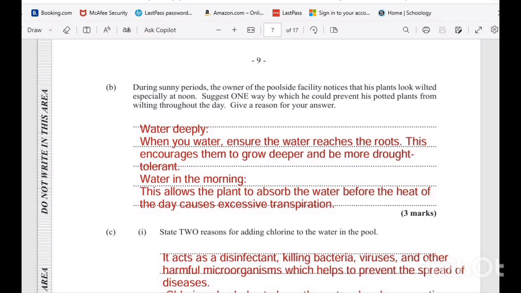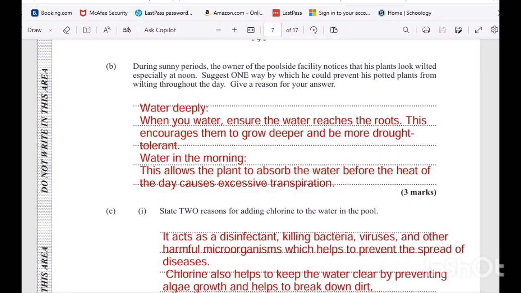It says during sunny periods, the owner of the poolside facility notices that his plants look wilted, especially at noon. Suggest one way by which he could prevent his potted plants from wilting throughout the day, and give a reason for your answer. Now, what he could do is water the plants deeply. So when you water, ensure that the water reaches the roots. This encourages them to grow deeper and be more drought tolerant. Or 2, you could also water in the morning. This would allow the plant to absorb the water before the heat of the day that would cause the excessive water loss or transpiration, and that's 3 marks.